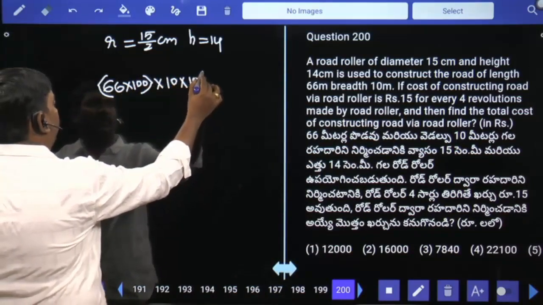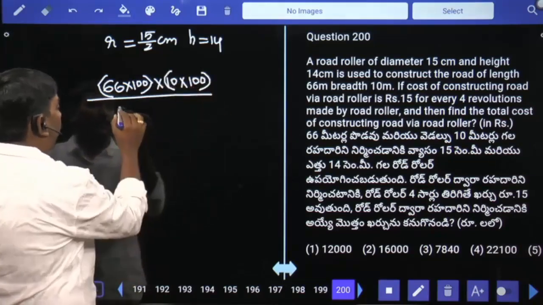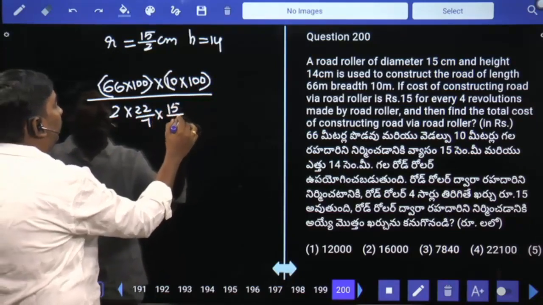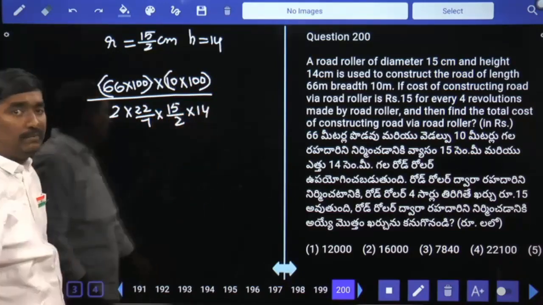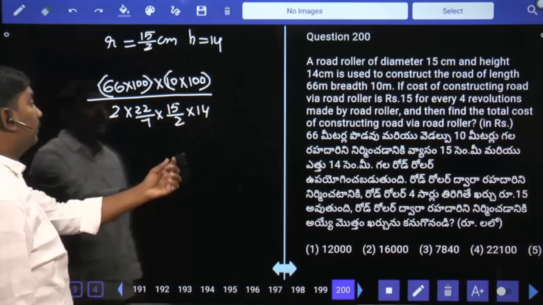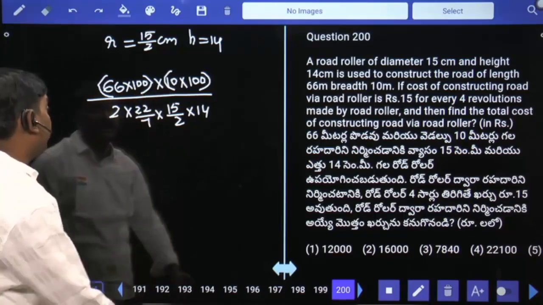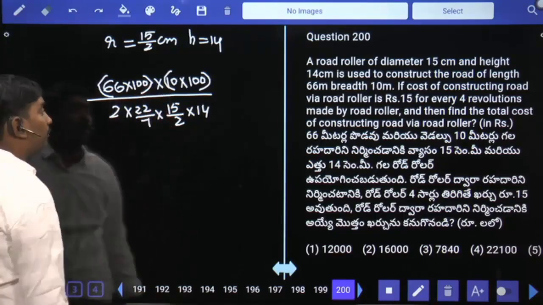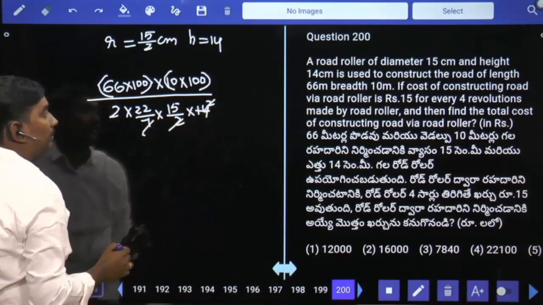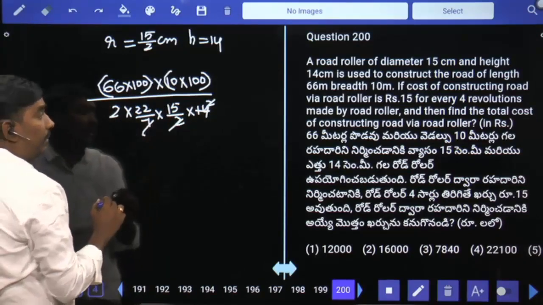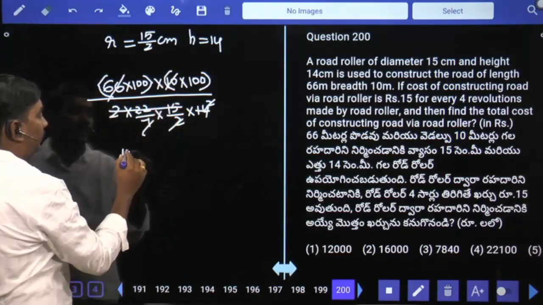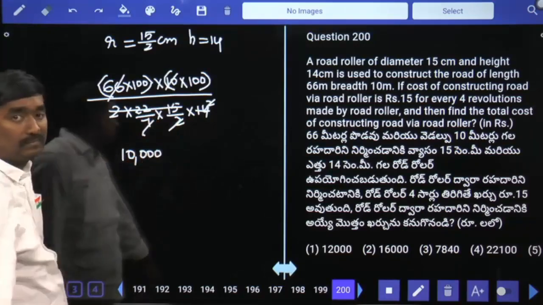This is area of the road by area of the road roller 2 pi RH. 2 into 22 by 7 into 15 by 2 into 14. This will give us number of revolutions required. So number of revolutions, how much means area of the road by area of the roller. 7 2 times, 2 2 get cancelled. 22 2s are 44. 44 15 times 660. 66 10. So 10,000 revolutions are required.